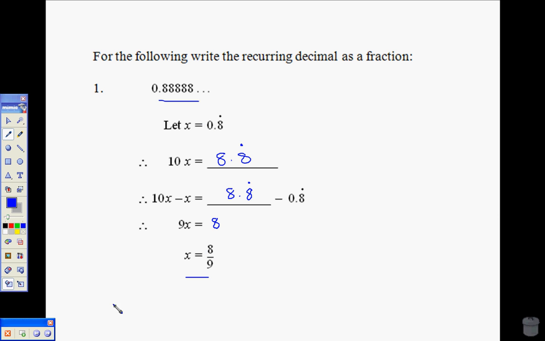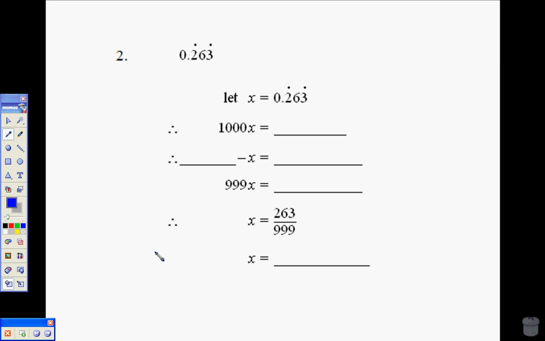Sometimes it gets a little bit harder, we need to manipulate our equations a little bit. Let's have a look at this one. 0.263 recurring, which is a way of writing 0.263, 263, 263, 263. When I do my subtraction, I need to get rid of the fractional part. Now, it's no good multiplying it by 10 in this case, because that would just give me 2.63, and then I'd have the 2 again, then 263, 263. If I do the subtraction there, I'm not going to get rid of the fractional parts. It's only going to do the subtraction of fractional parts there, and I'm going to end up with a fraction.